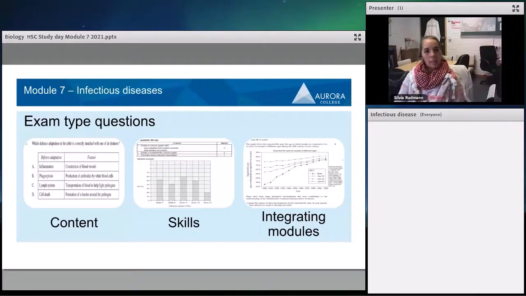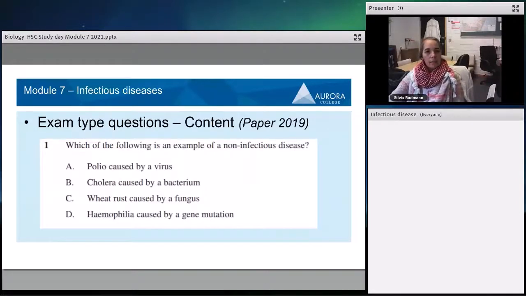So, exam type questions related to this topic. I divided the questions into content questions, skills questions and integrating modules questions, right? So let's see. These are going to be content questions. These are coming from the paper not last year, the year before, right? So answers.